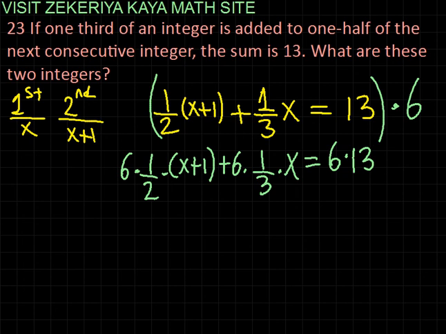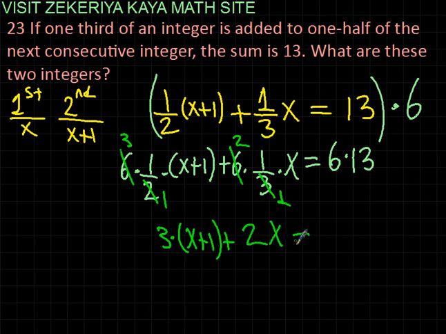So now let's simplify each part if we can. 2 and 6, we can divide both of them by 2. 2 by 2 makes 1, 6 by 2 makes 3. And 6 and 3, we can simplify both of them by 3. 3 by 3 makes 1, 6 by 3 makes 2. So let's find the final equation. 3 times 1 times x plus 1 over 1. Over 1 means nothing. So this is going to be 3 times x plus 1 plus 2 times 1 times x over 1, which will be 2x simply.